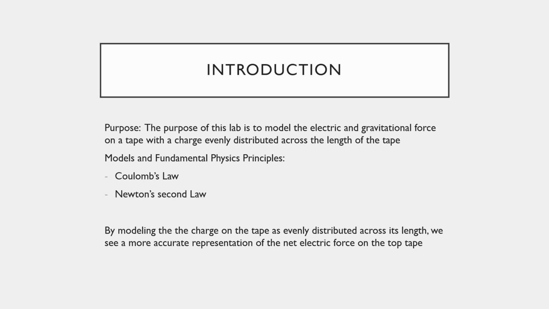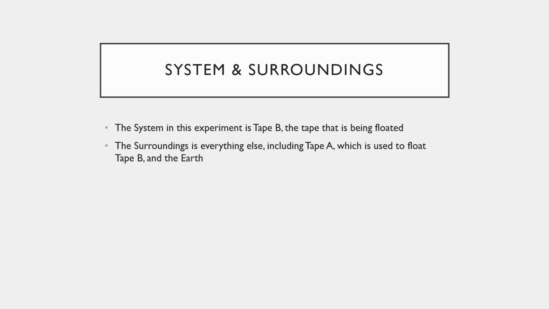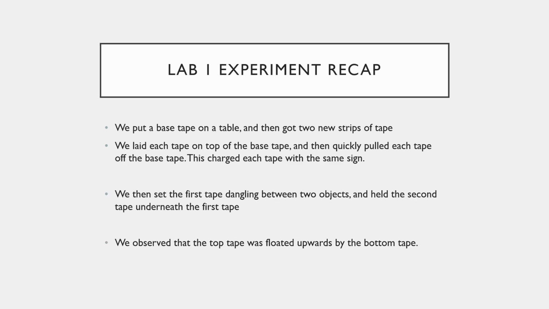By modeling the charge on the tape as evenly distributed across its length, we see a more accurate representation of the net electric force on the top tape. The system and surroundings for this experiment are the same as in Lab 1, where the system is tape B, the tape that is being floated, and the surroundings is everything else, including tape A, which is used to float tape B, and the Earth.